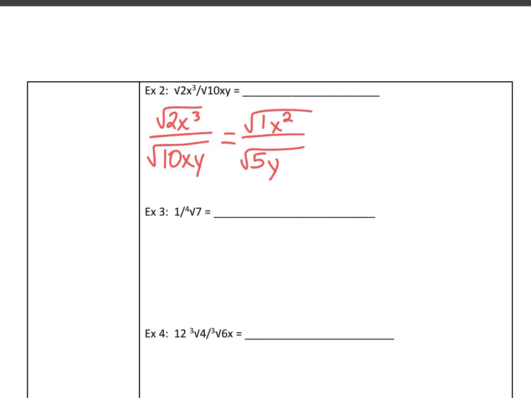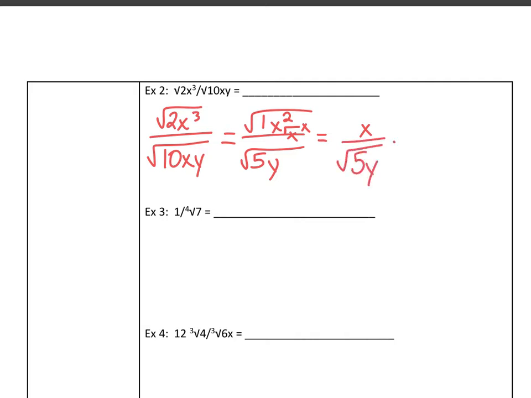Now here is what we've got. We could go ahead and simplify the top. What could we pull out on top? The 1 and then x squared. Are there any groups of that? Just one group, because this is x times x and it's a square root. So this just becomes x over the square root of 5y.